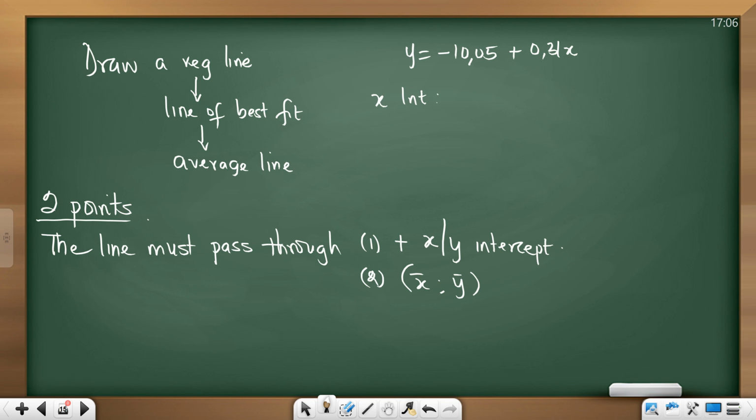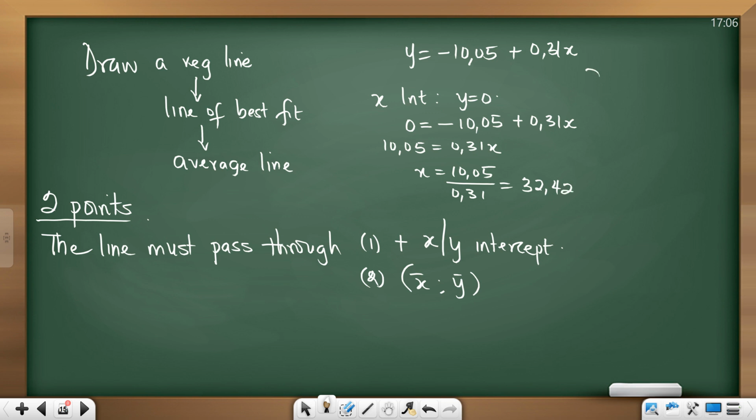What is our x-intercept? Y should be equal to what? 0. What do we say now? 0 would be equal to negative what? 10,05 plus what? 0,31 what? X. Can we find the value of x? What would it be? All right. What is our x? Over what? 0,31. What would that give us? 32,42. Please take note.